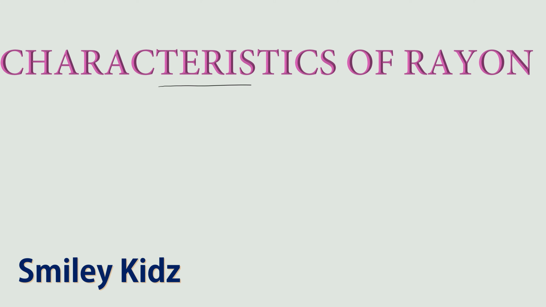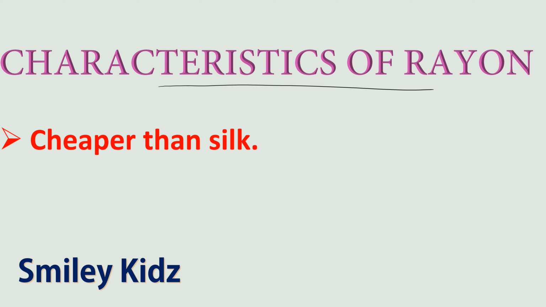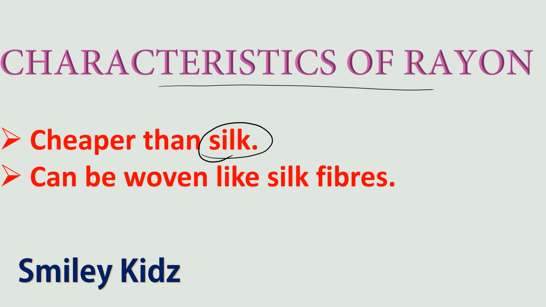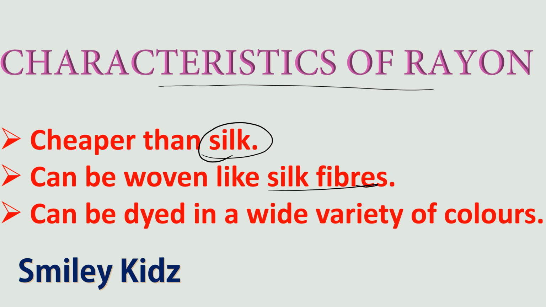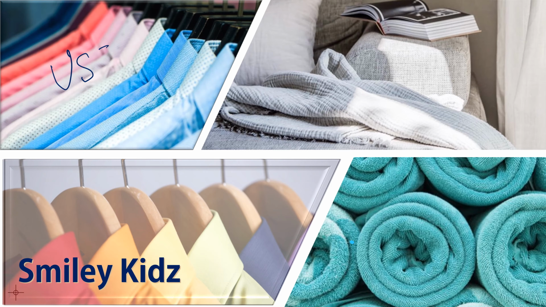Let's see few characteristics of rayon. Rayon is cheaper than silk. Rayon can be woven like silk fibers. And rayon can be dyed in a wide variety of colors. Now let's see a few uses of rayon. Rayon is mixed with cotton to make bed sheets, or it is mixed with wool to make carpets. Apart from that, rayon is also used in clothes, towels, curtains, blankets and carpets.